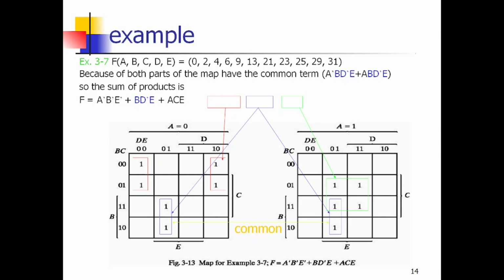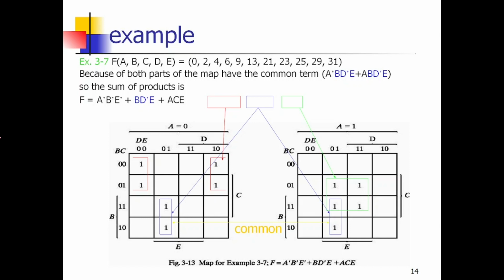0, 1, 2, 4, 6, 8, 9, 10. 11 is not there. 12 is not there. 13, 15, 16, 17, 18, 19, 20, 21 is there. 22 is not there. 23, 24, 25 is there. 26, 27, 28, 29 is there. 30 we don't have the minterm. 31 is here. So after plotting these minterms in the K-map, we have to map.